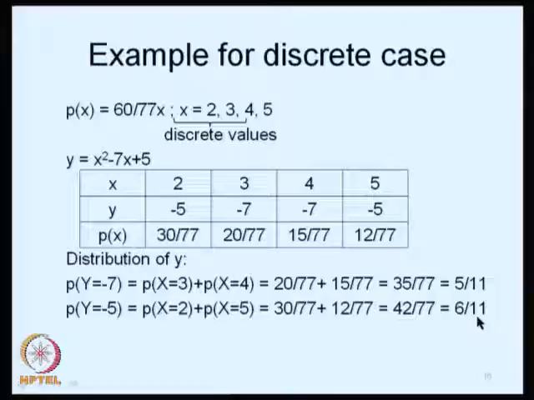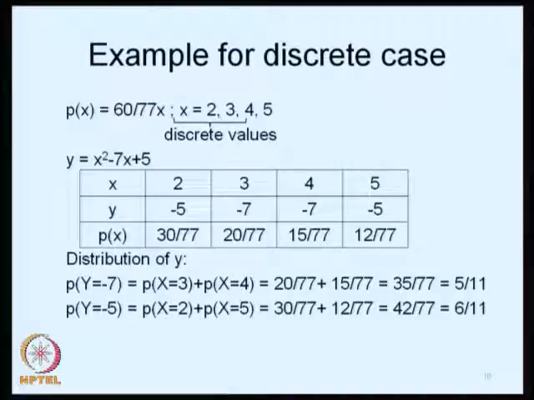Similarly, y takes on a value of minus 7 when x takes on a value of 3 or x takes on a value of 4, and therefore, the probability of y is equal to minus 7 turns out to be probability of x is equal to 3 plus probability of x is equal to 4, which will be 5 divided by 11. Note that because it is a probability mass function, the sum of all the probabilities that you thus obtain should be equal to 1, which in this particular case it is.